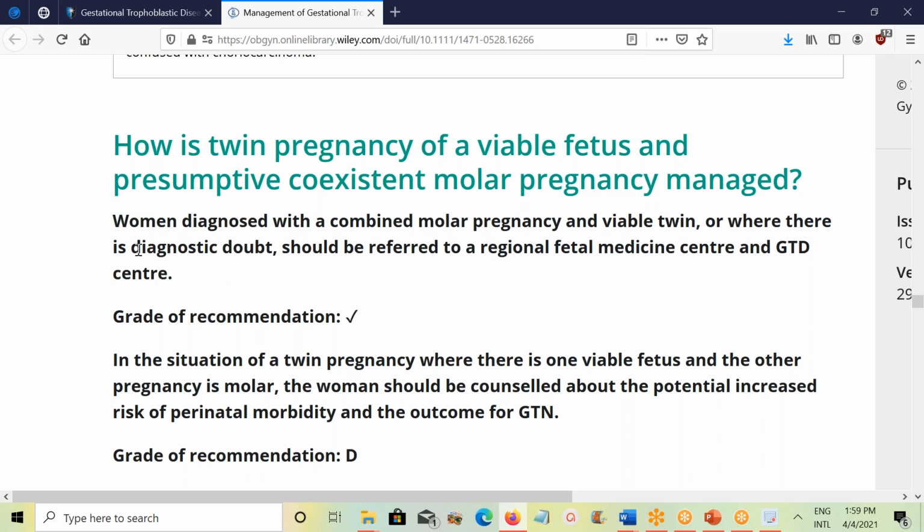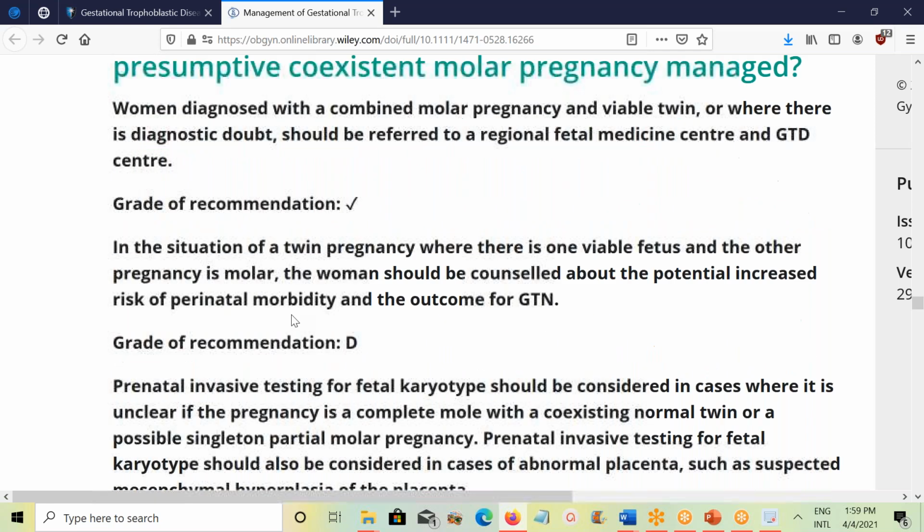If the diagnosis is not clear, then of course you have to send them to the regional fetal medicine center. You can send them to the gestational trophoblastic disease center. So in this situation, a twin pregnancy, one viable and the other molar, they should be counseled about the potential increased risk of perinatal mortality and the outcome for the GTN.